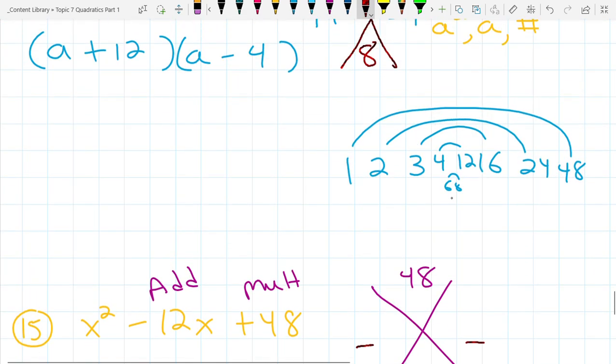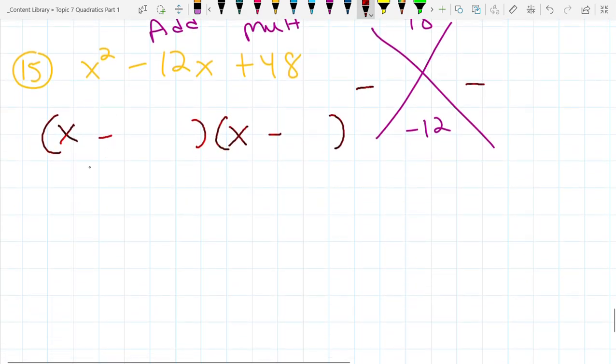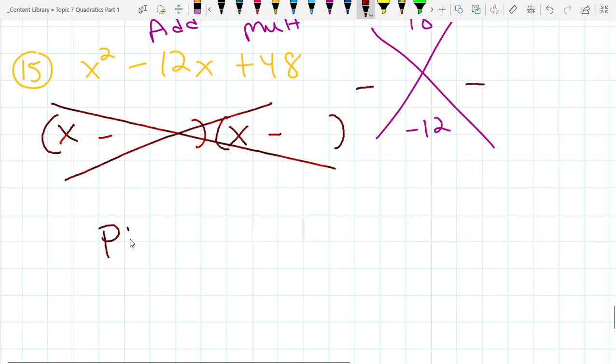And you could go back and check your rainbow factoring here, because these are all the possibilities, but none of them would add to give you a negative 12. So since this doesn't work, we don't say no solution, we use the word prime. Prime means it can only be factored using a 1, which is of no use to us, so we just write the word prime.